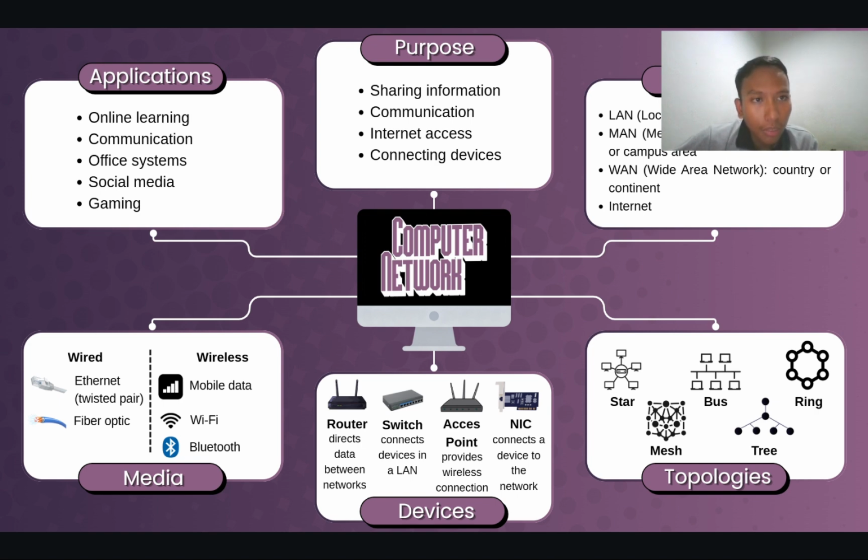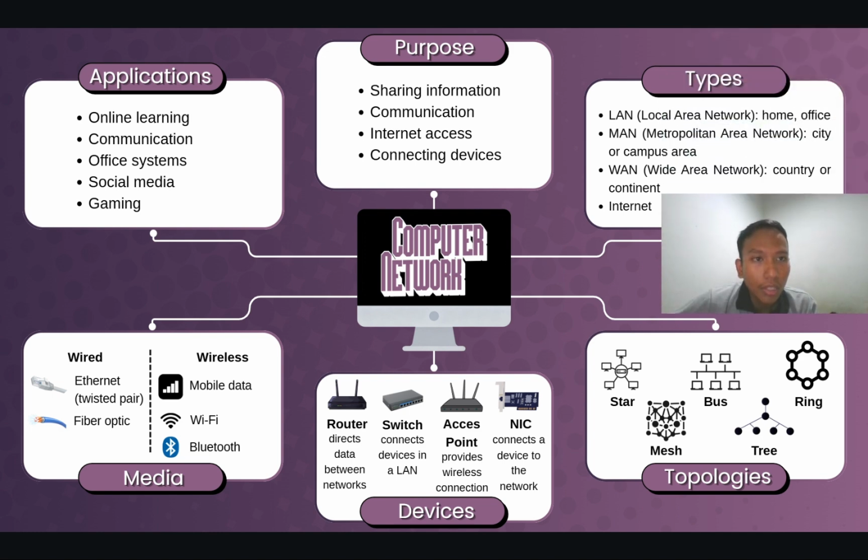I wrote it on the purposes. How to read it is: we write from the top center, go to the right, circular until we go to the top center again. The next one is types.